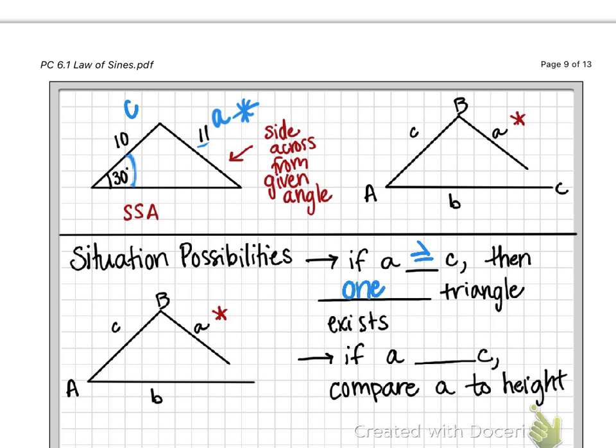So if your A value is greater than or equal to C, then you just have one triangle and no ambiguous case. So there's no ambiguous possibility. You're just solving this regular law of sines. There's one potential triangle that exists, and you're just going to solve for it. So this example up here is one of those, because our A value, 11, is bigger than 10. So we would just go about solving this using the law of sines for whatever we needed.